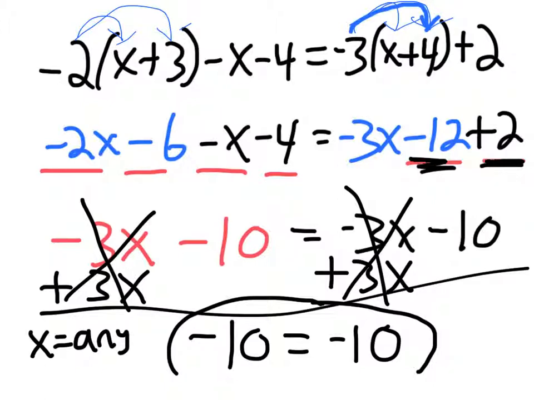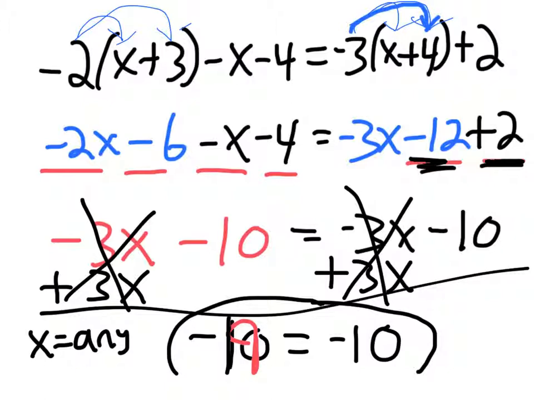If you get something that was not true, like if this is -9 equals -10, that means it doesn't matter what you're going to plug in for x. It's always going to fail to work. I don't know what they call that, but it's false. Anytime it's false, that means you can't find a number that works for x.